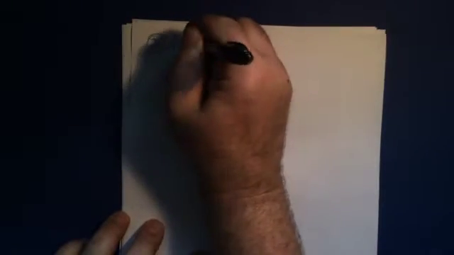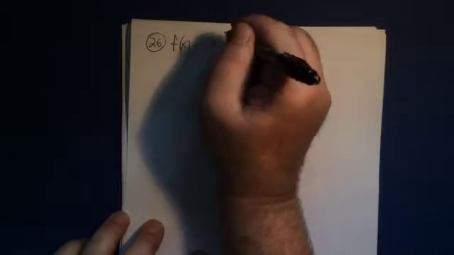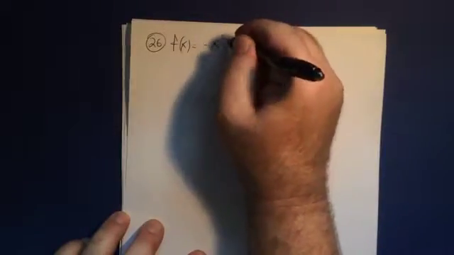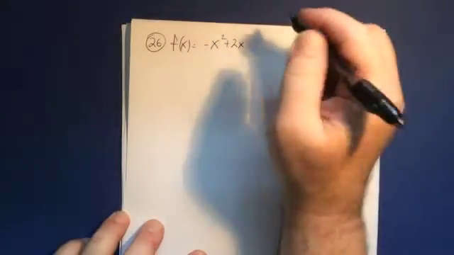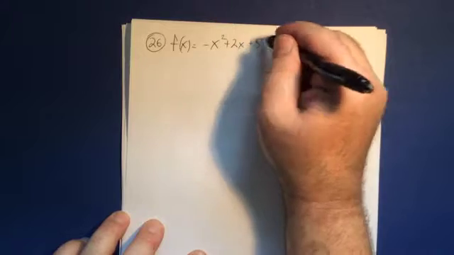Let's go ahead and take a look at. We'll start by taking a look at 26. So I'm going to start with one with a negative. So 26, let me make sure it's showing up on the screen here. Okay. 26 is going to be f of x equals negative x squared plus 2x plus 5.